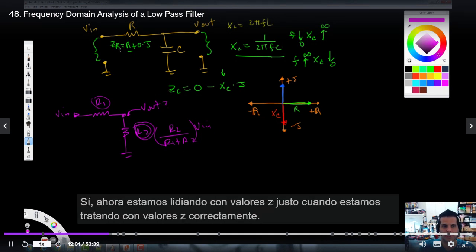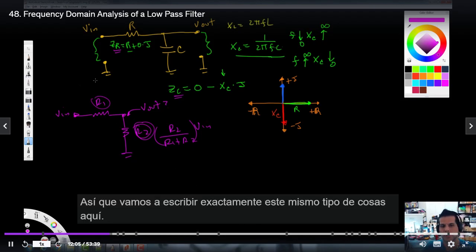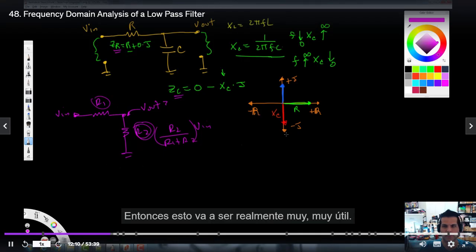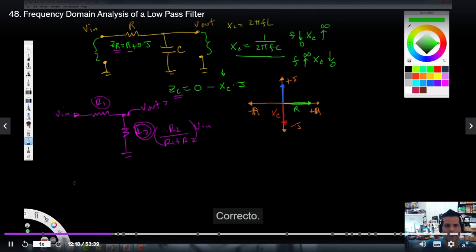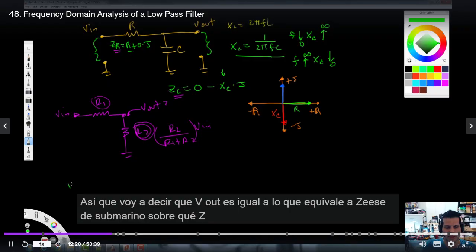So can we generalize that to impedances? Yes. When we're dealing with Z values, you can write the same kind of equation. So we're going to write this exact same kind of thing here, okay? This is going to be really useful. So now let's go ahead and write this. What we want to do is compute Vout over here, all right?